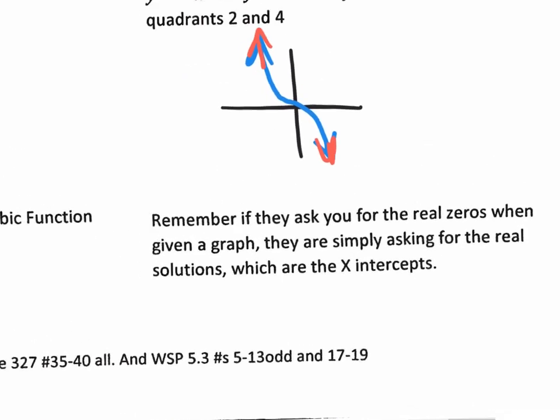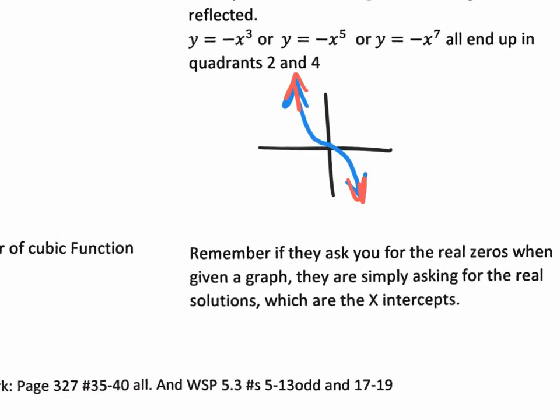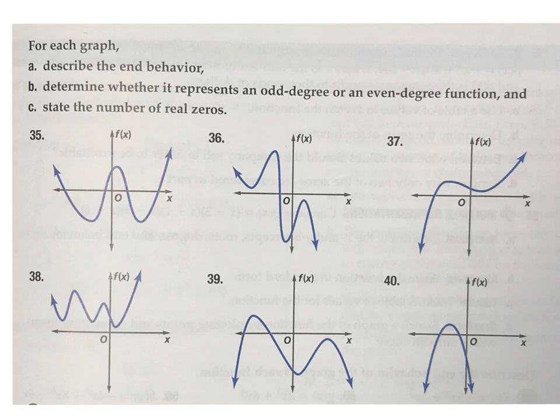All right, so let's take a look at our first part of our homework. It's straight from the book. We're going to be doing these 6 questions, question 35 through 40 on page 327. You don't actually have to get the book. You could just copy them from the board right here, or you could hit pause on the video and copy them at home.